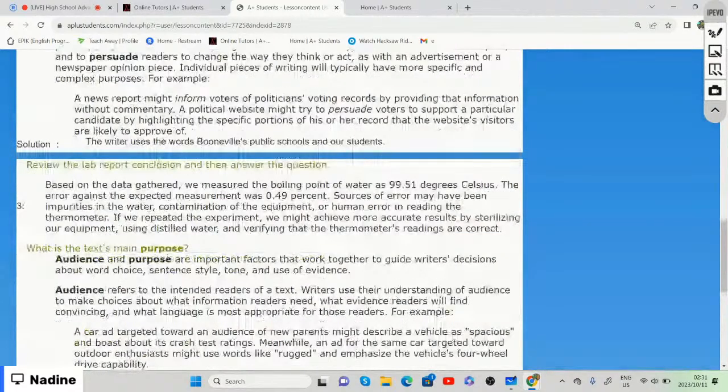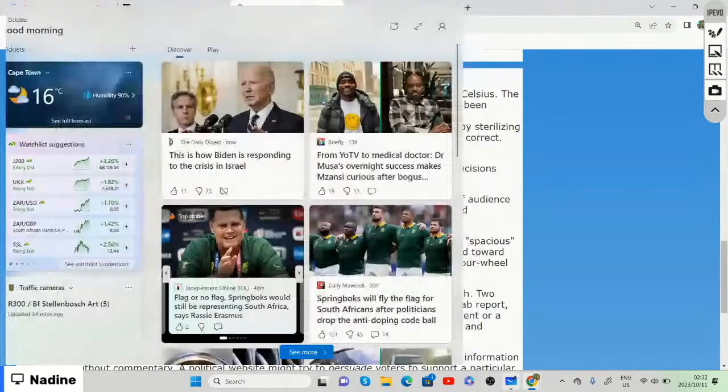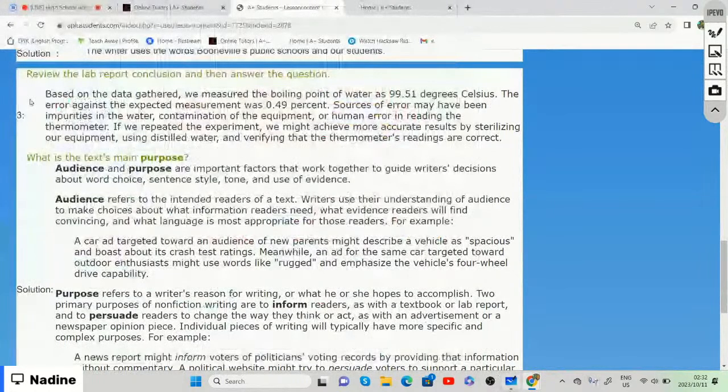Based on the data gathered, we measured the boiling point of water as 99.51 degrees Celsius. The error against the expected measurement was 0.49%. Sources of error may have included impurities in the water, contamination of the equipment, or human error in reading the thermometer. If we repeated the experiment, we might achieve more accurate results by sterilizing our equipment, using distilled water, and verifying that the thermometer's readings are correct.